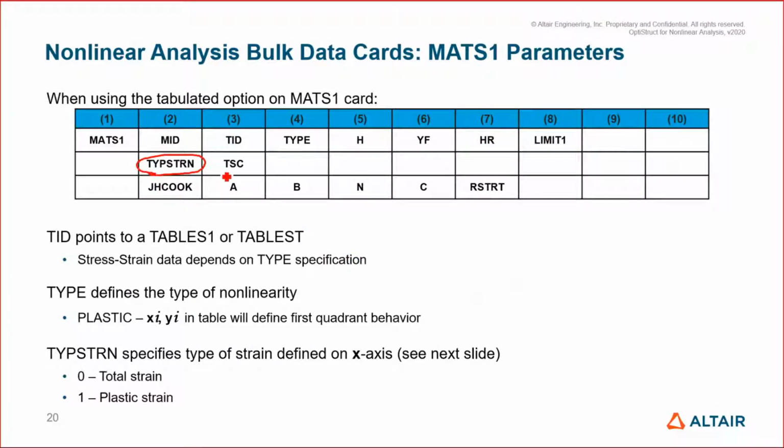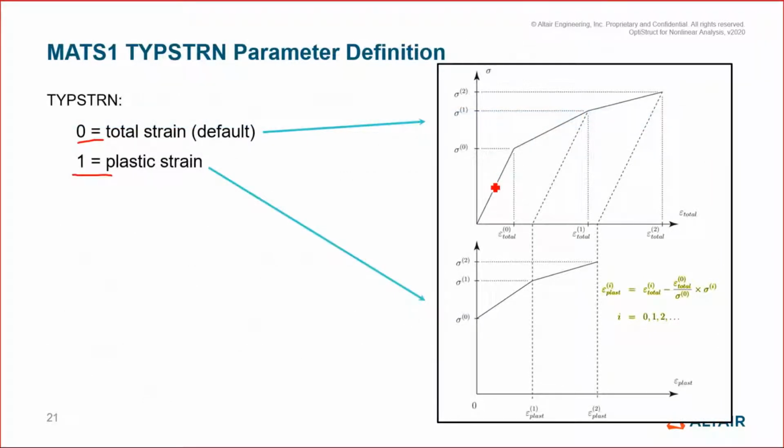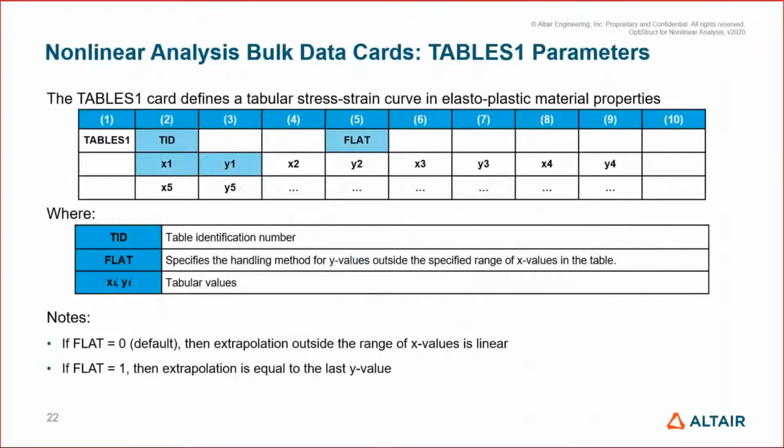Type strain needs to be either 0 or 1. By default it is 0, which is total strain, so your stress strain data is to start from 0, 0. If it's not, then you need to define it: your type strain here equals 1, and then your stress strain data will start from your yield stress. All right, so this is the table that's going to define your stress strain data, Table S1.